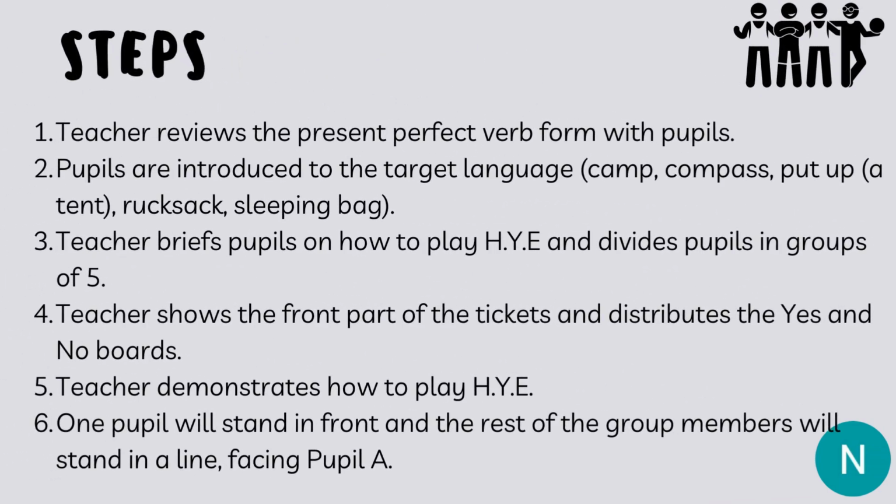So, here are the steps to conduct the activity. The first one, teacher reviews the present perfect verb form with pupils, and then pupils are introduced to the target language. Teacher will brief pupils on how to play Have You Ever and divides them into groups of 5. Teacher will then show the front part of the tickets and distributes the yes and no boards. The teacher will demonstrate how to play. So here, one pupil will stand in front and the rest of the group members will stand in line, facing pupil A who is standing alone.